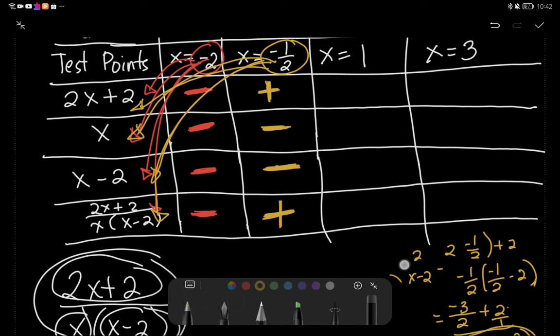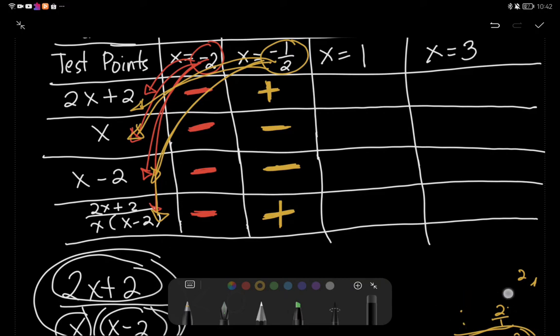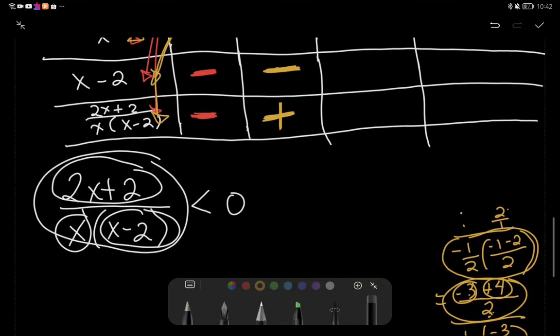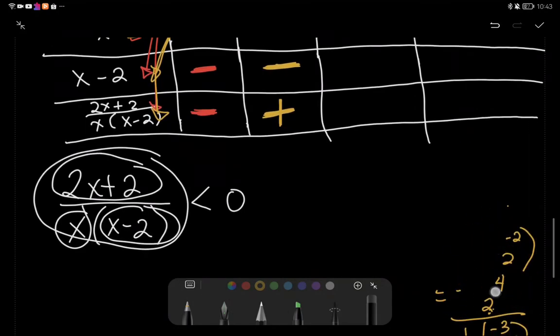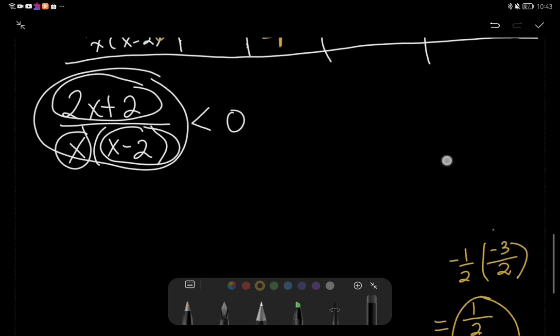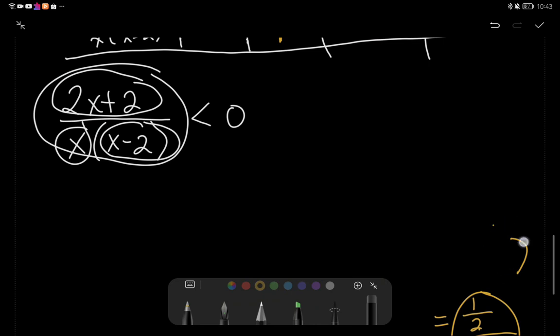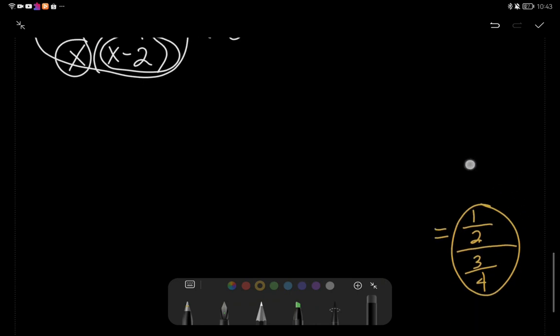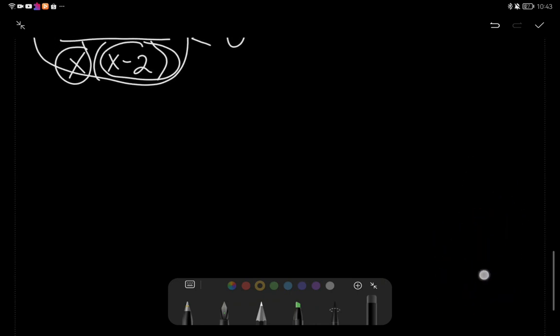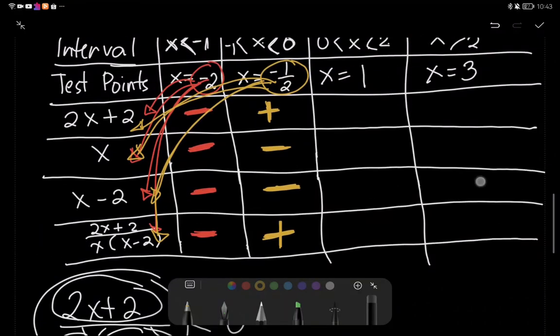Now, let me erase this first before going to the third test point. The third test point, we have x is equal to 1. So 1 atong ipuli sa tanang variable x. Let me erase this first. Okay.